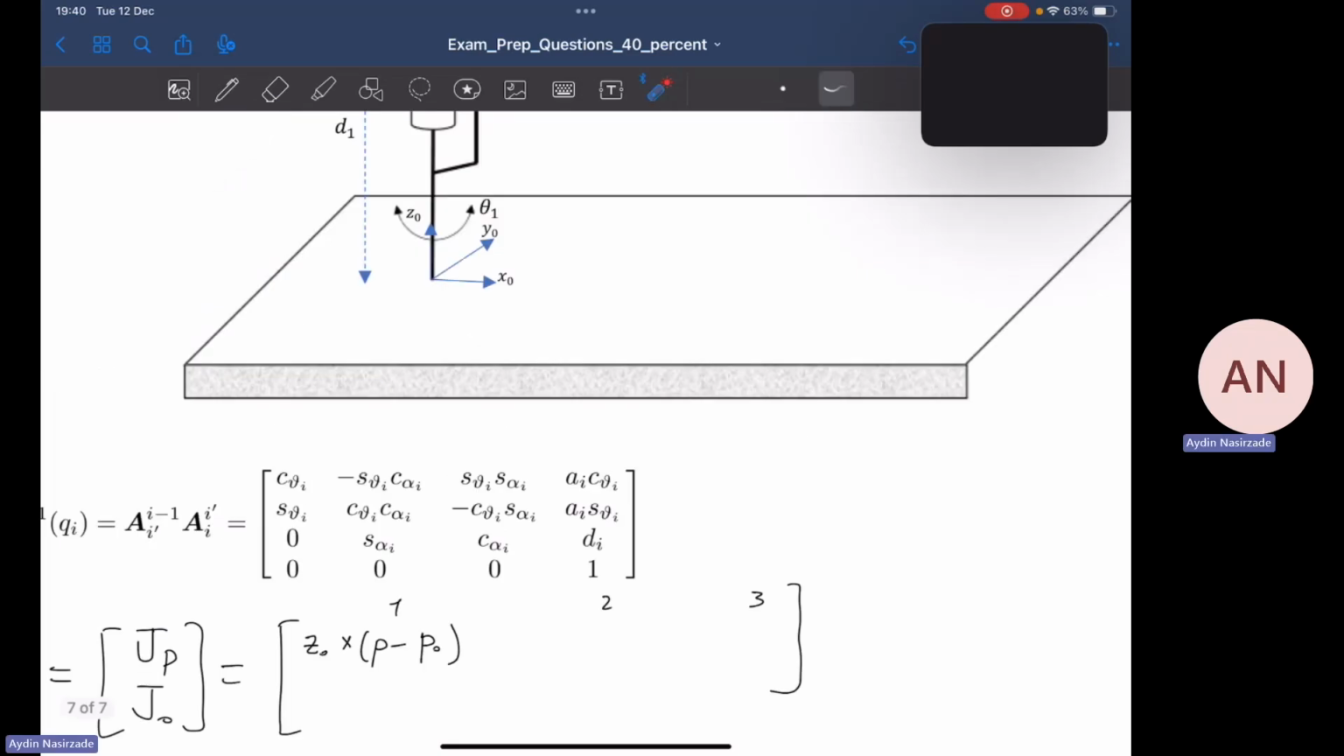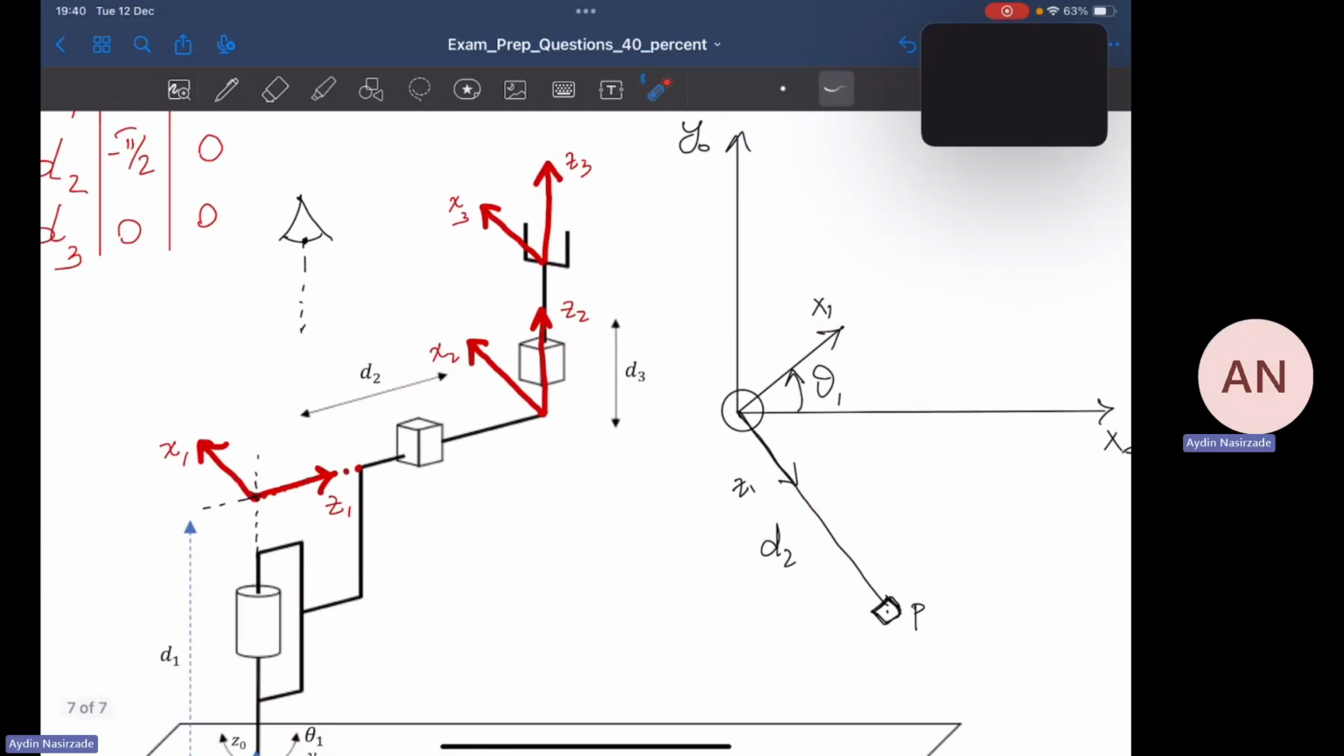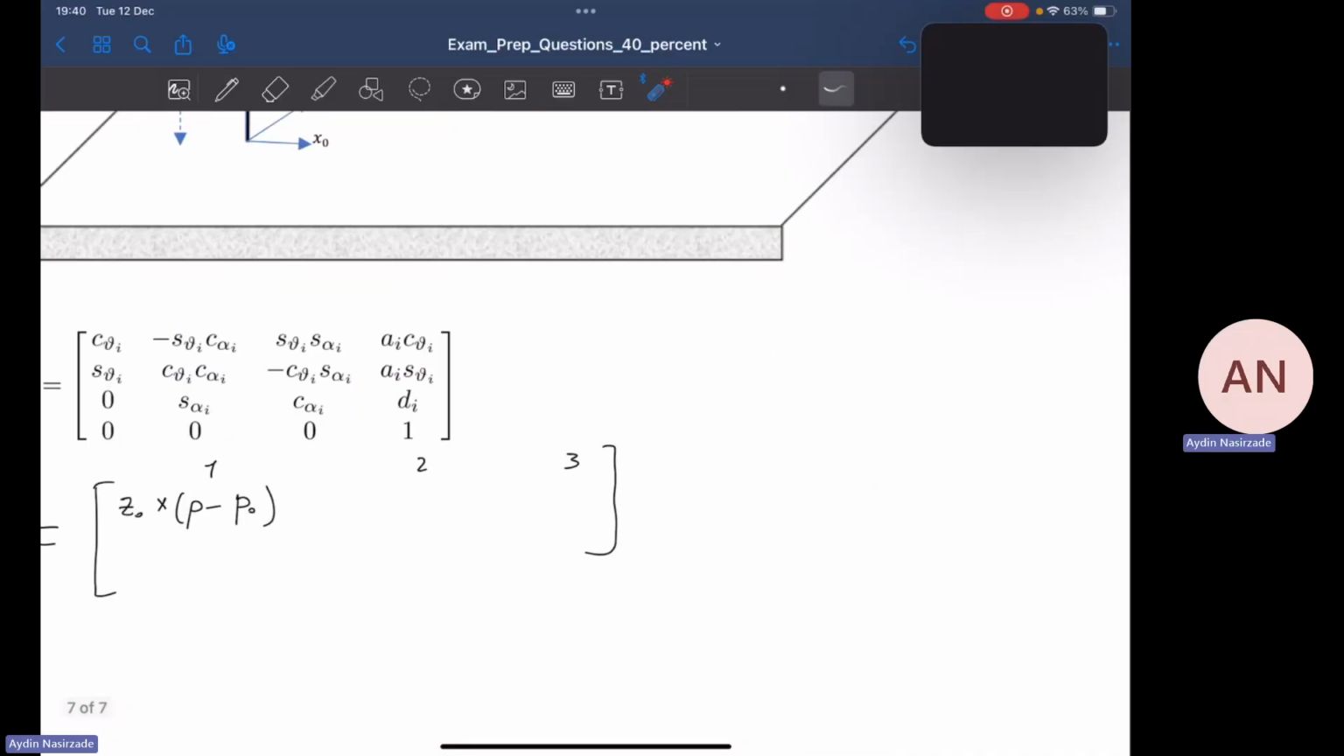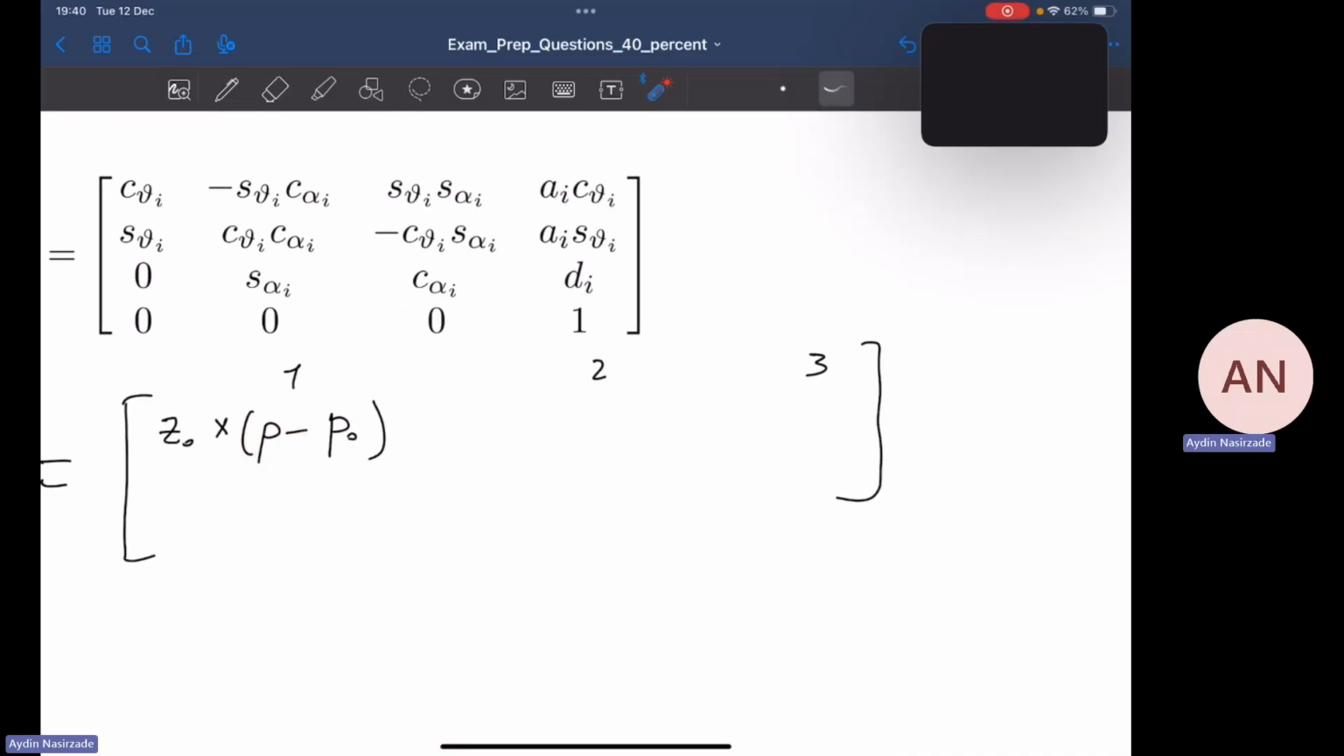Did you understand why we used geometric inspection here? Because we have to find the position vector of this particular point P. This is vector P, the position vector. P0 is given, Z0 is given. We know these two values. Here we have Z0.